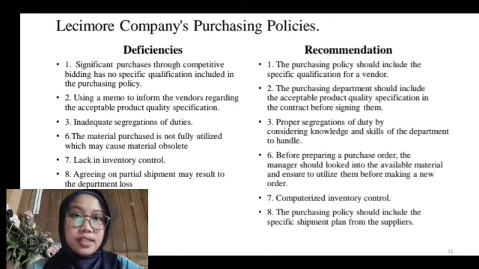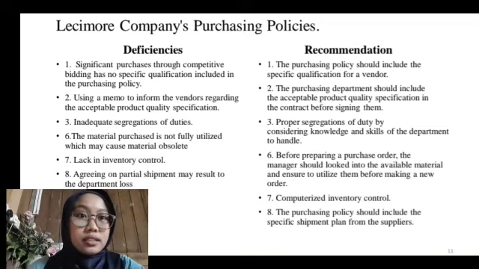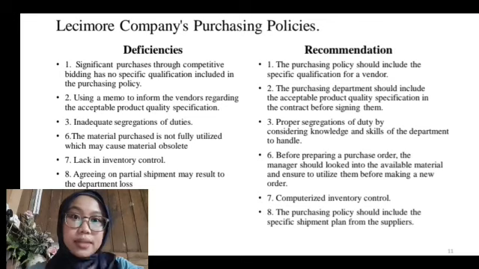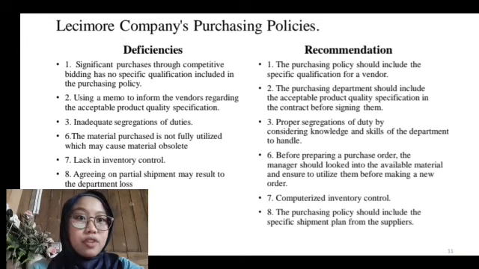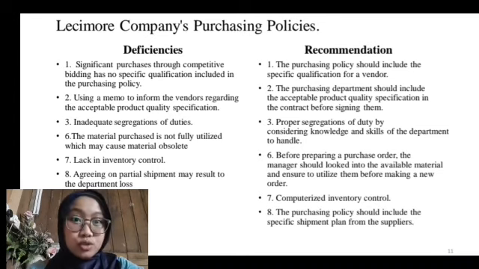And then the third deficiency is inadequate segregation of duties. The improvement should be proper segregation of duties by considering the knowledge and skills of the department. And then the fourth deficiency is that the material purchased is not fully utilized, which may cause material obsolescence. It can be improved by having the manager, before preparing a purchase order, look into the available material and ensure to utilize it before making a new order to prevent obsolescence of material.